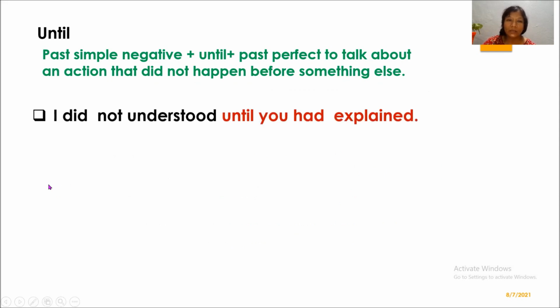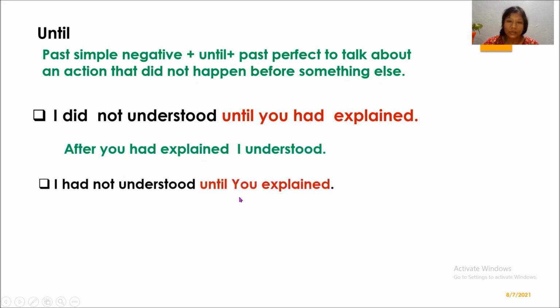For example, I did not understand until you had explained, until with past perfect, and this is negative. So this means after you had explained, I understood, okay? Another sentence, I had not understood until you explained. So until can be used with past perfect also and simple past also.